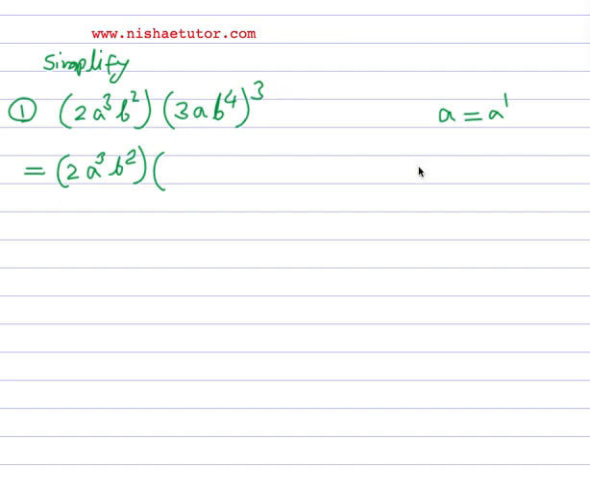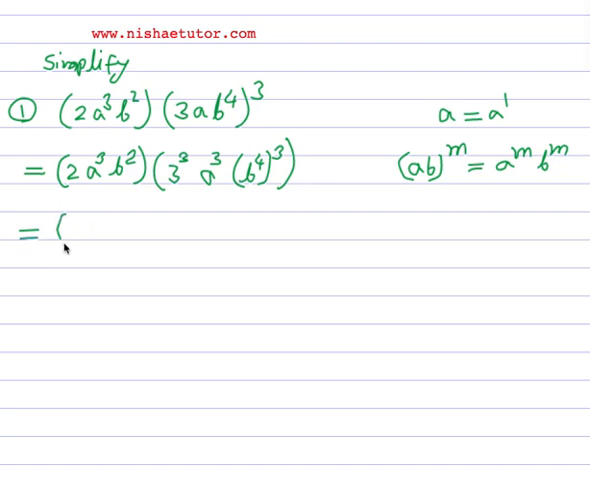3, because (ab) to the power m means a to the power m multiply b to the power m. So here 3 to the power 3, a to the power 3, and b to the power 4 to the power 3. So here I applied this law.